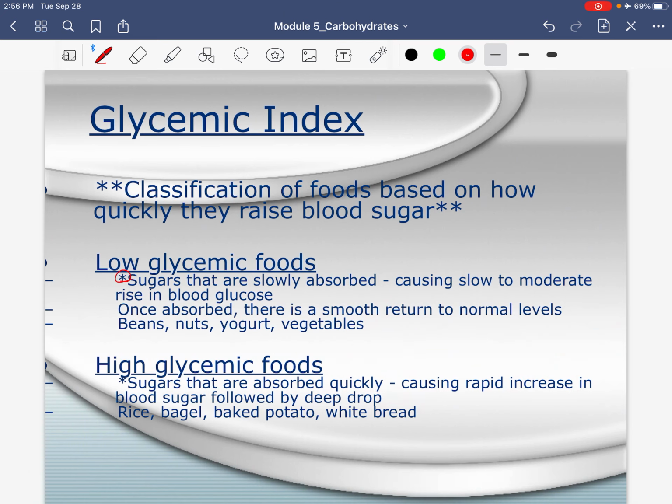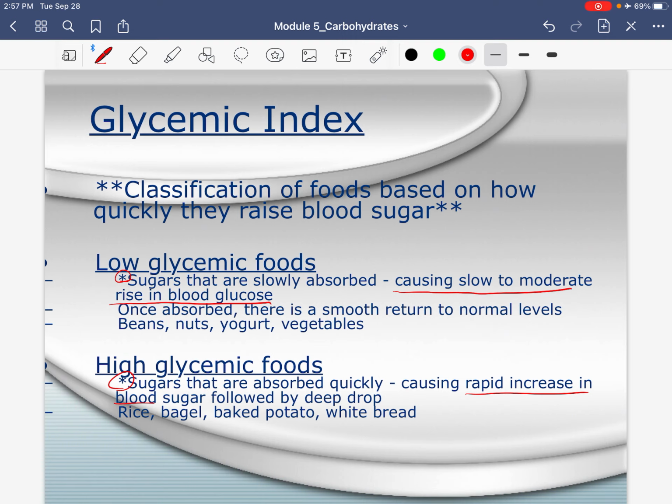Just know the definitions. A low glycemic index food causes a slower rise in blood sugar. A low glycemic food will cause a slow increase in blood sugar. On the other hand, a high glycemic food quickly raises blood sugar. Sometimes that's good. Think about it.